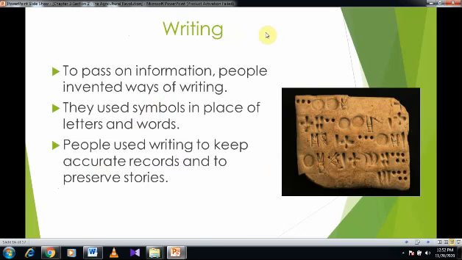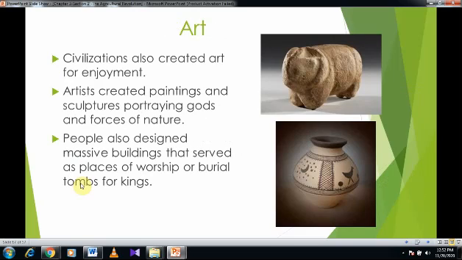To pass on information, the people invented ways of writing. They used symbols in place of letters and words. The people used writing to keep accurate records and to pass history and preserve their stories from one generation to the other. Finally, during these civilizations, art developed.